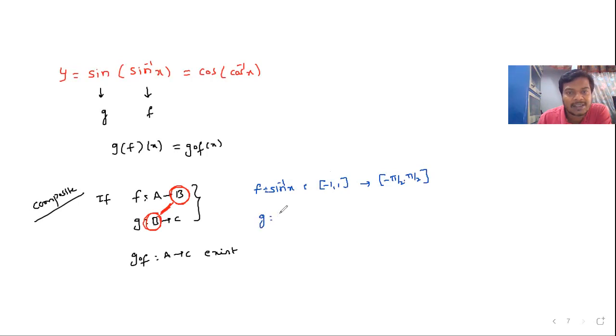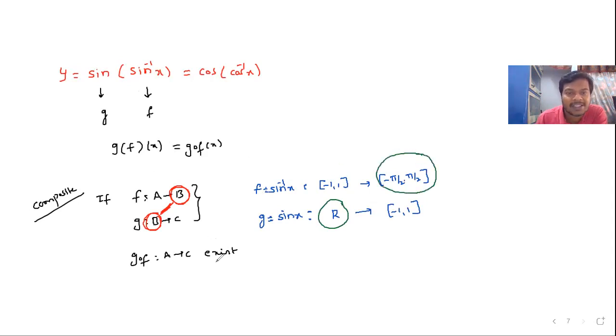And g, that is sine x. Okay, and it is defined from the set of all real values, its range -1 to 1. But observe here, R is not the same as minus pi by 2 to pi by 2.